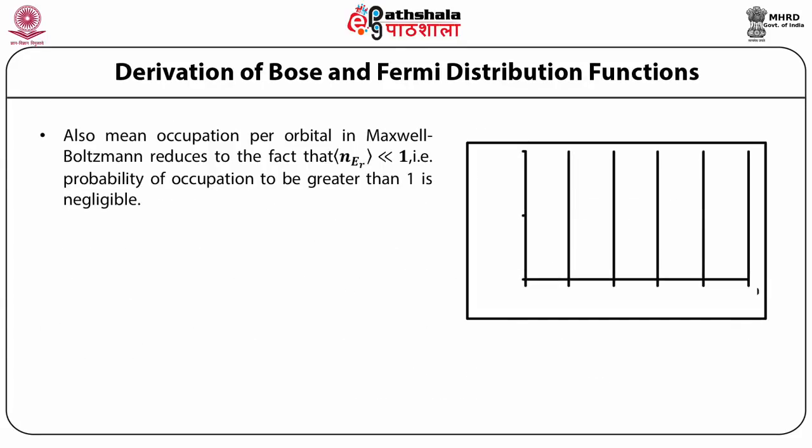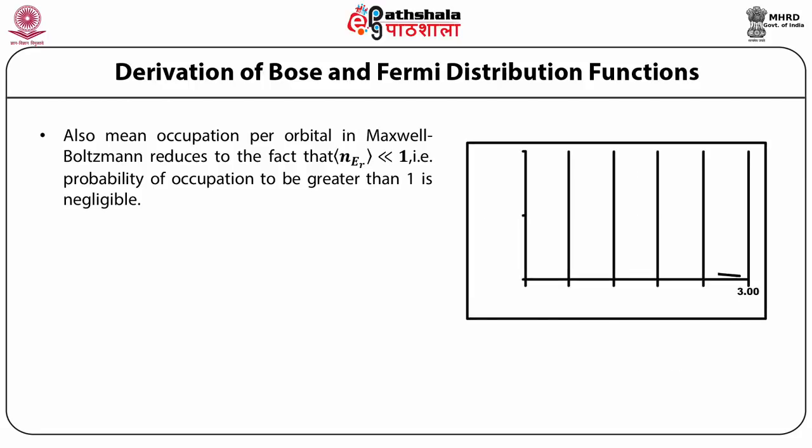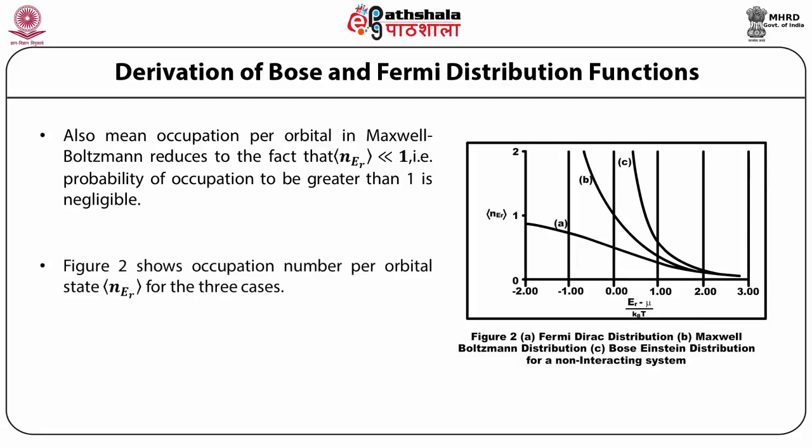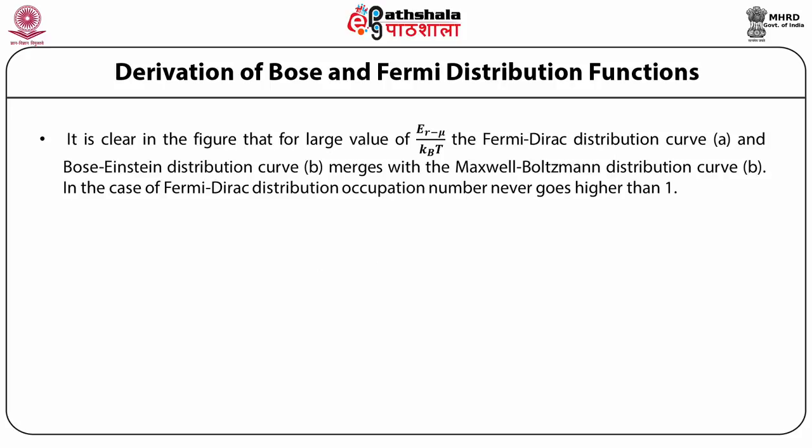Also, mean occupation per orbital in Maxwell-Boltzmann reduces to the fact that the mean value of n er is very much less than 1. That is, the probability of occupation to be greater than 1 is negligible. Figure 2 shows occupation number per orbital state, mean value of n er, for the three cases. It is clear in the figure that for large value of er minus mu divided by kBT, the Fermi-Dirac distribution curve and Bose-Einstein distribution curve merge with the Maxwell distribution curve.